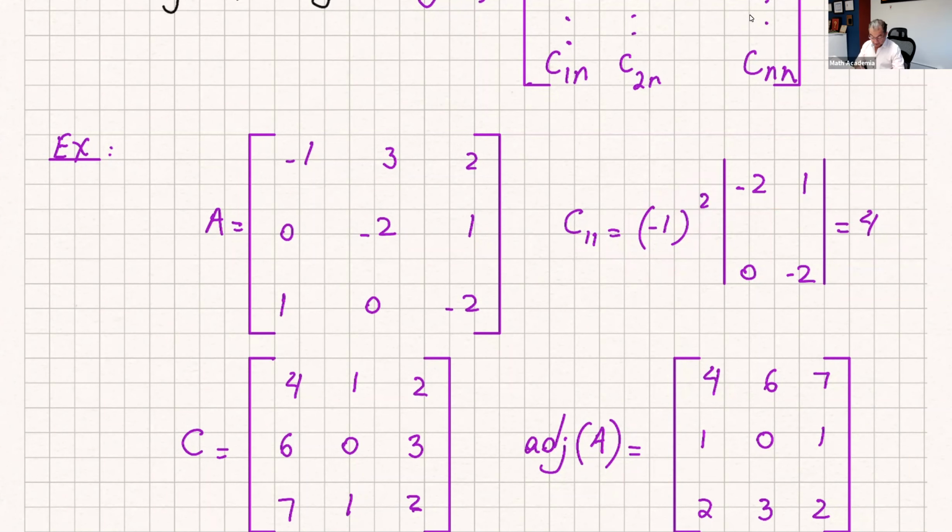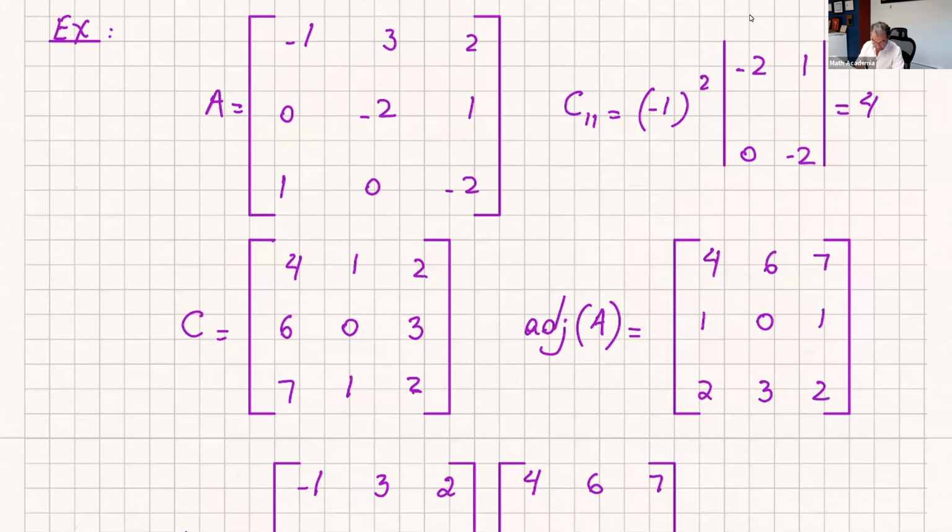So if you calculate all of them, you get the matrix of the cofactors C, which is this matrix: 1, 4, 2, 6, 0, 3, 7, 1, 2. Please try to find them one by one so you can remember and understand that better. Now, if I take the transpose of this matrix, I get the adjoint of A, which is 4, 6, 7, 1, 0, 1, and 2, 3, 2. Again, all I did was switch the rows and the columns.